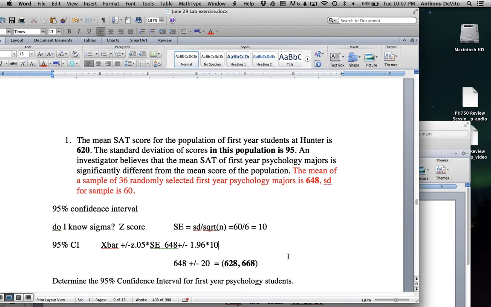Or in other words, another, probably more accurate, way of looking at this: it looks likely that our population mean for psychology students, which we believe is between 628 and 668 with 95% confidence, is different than our known mean for SAT students, which is 620. We don't have to calculate a confidence interval for the rest of the population of Hunter students because we measured every one of them. We know what the mean actually is. So we're going to test this again using the t-test momentarily.